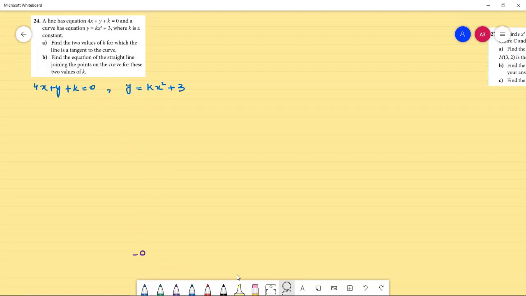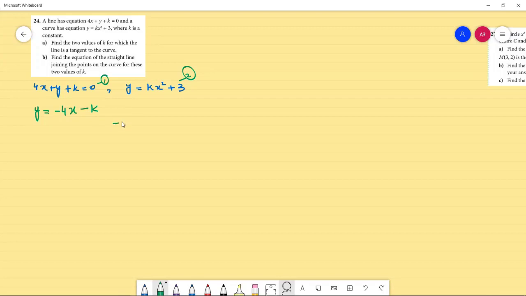So how can we solve this type of question? First look at this. For the intersection point we solve them simultaneously, and for the value of k we apply the discriminant on the third equation. This is equation number 1, this is equation number 2. Now solve them simultaneously. y will become minus 4x minus k. Put this value into this equation.